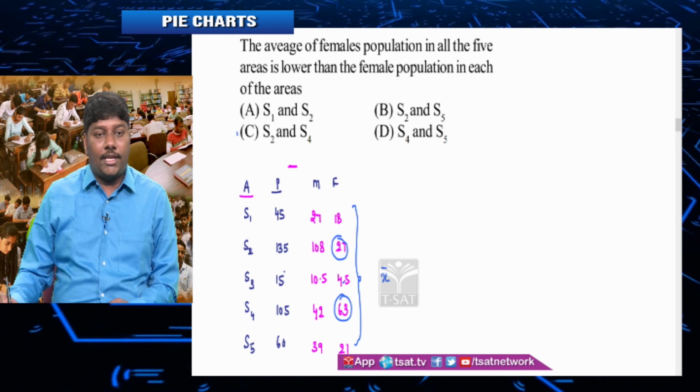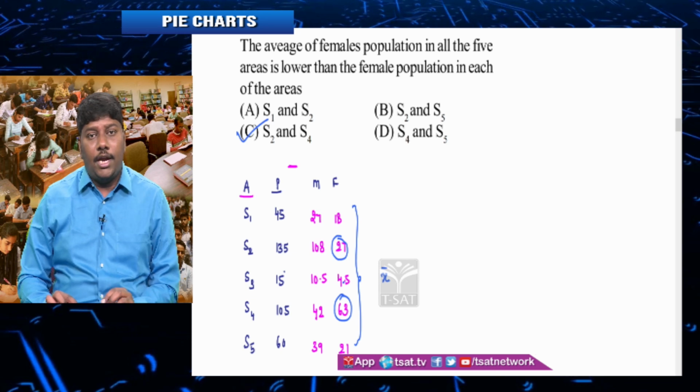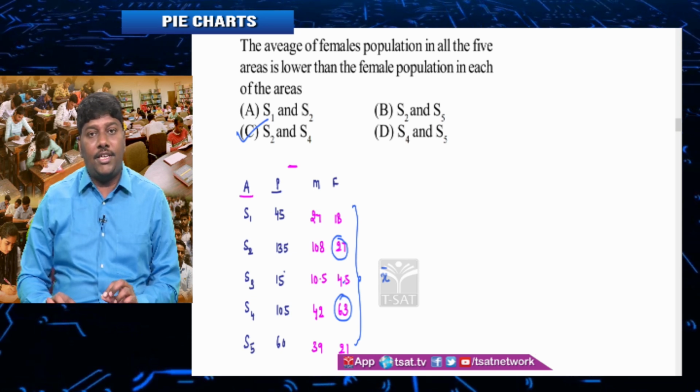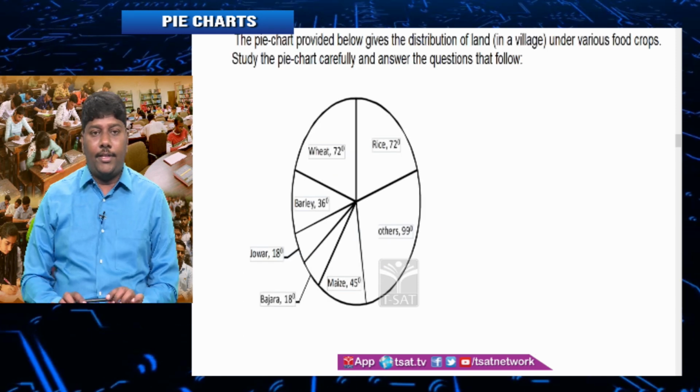This is without actually finding the average. Don't find the average. It is common sense that we can say it must be less than S2 and S4 because these are the highly female populated areas in the given graph. Now look at the next graph here.